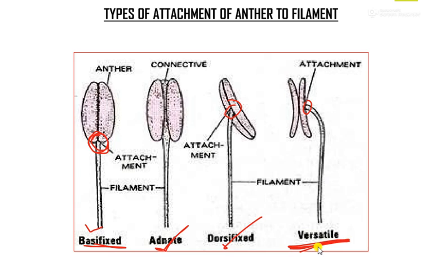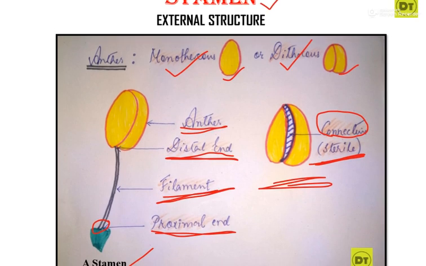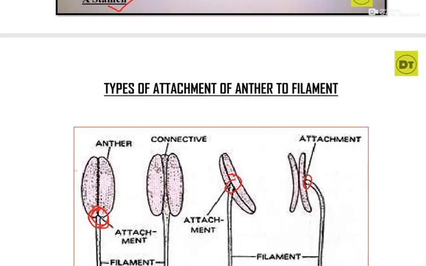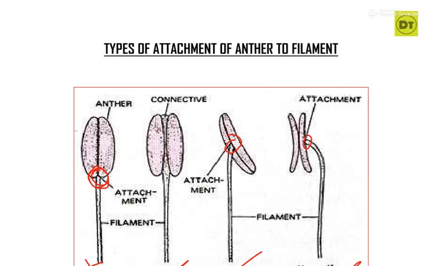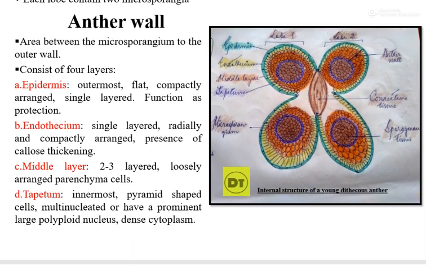Versatile anthers are characteristic of what? Wind pollinated flowers, which are also known as anemophilous flowers. So this was about the external structure of stamen, the arrangement of anther to the filament. Now let's move on to the internal structure of a young anther.